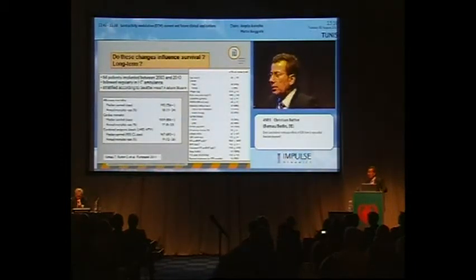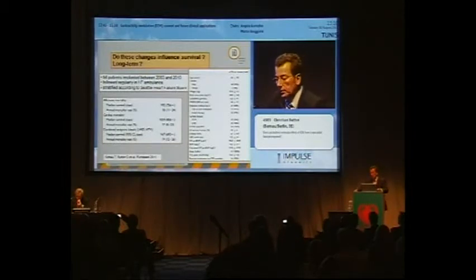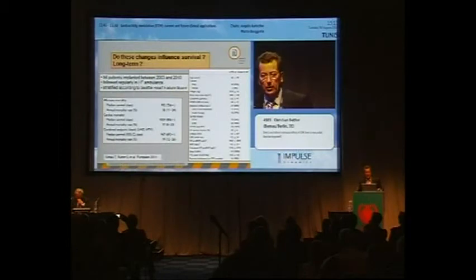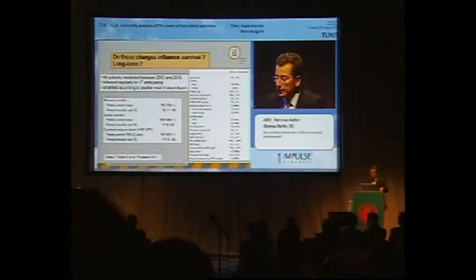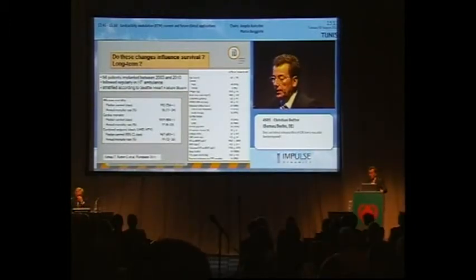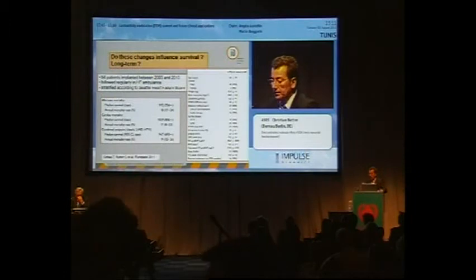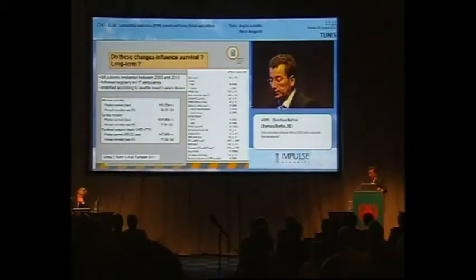I would like to maybe turn over afterwards to Martin Bockgrafe with some data. The question is, do these changes really influence survival? We have no study until now which has ever looked at survival over a long-term period. So we just took our patients, 54 patients who have been followed from 2003 up to 2010, and you can see the demographics on the right side, mean age 63. It's important, these have been very, very sick patients.